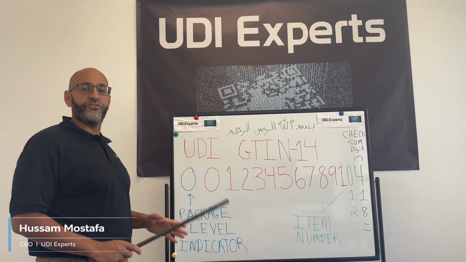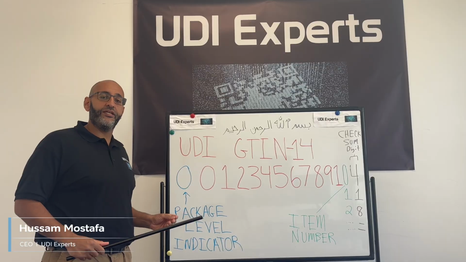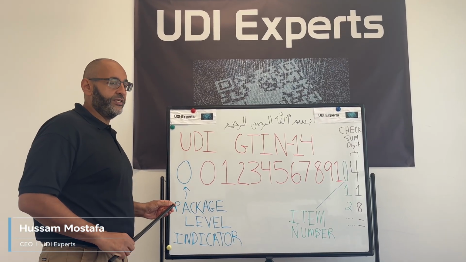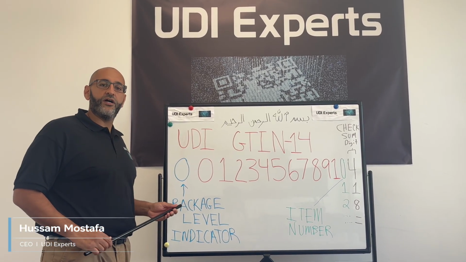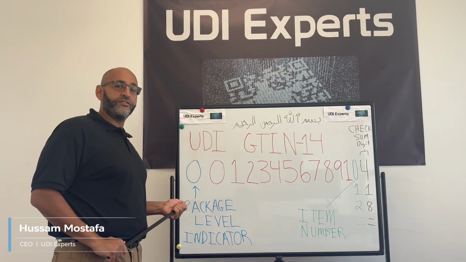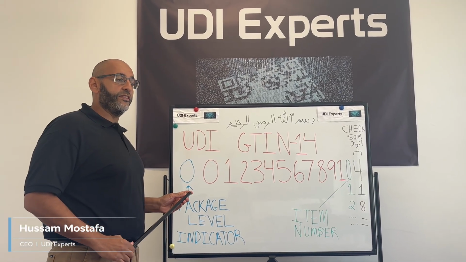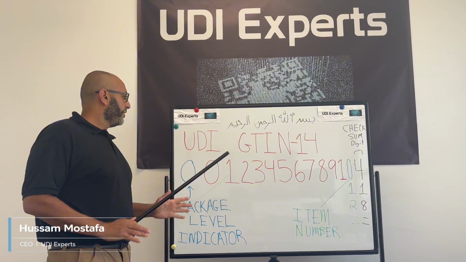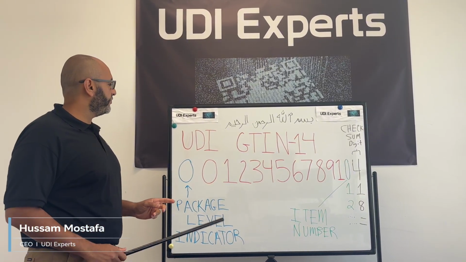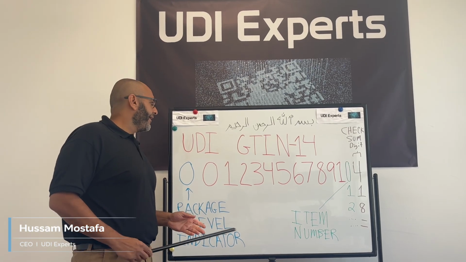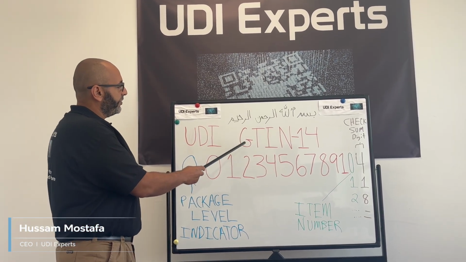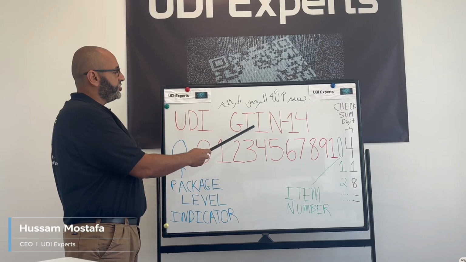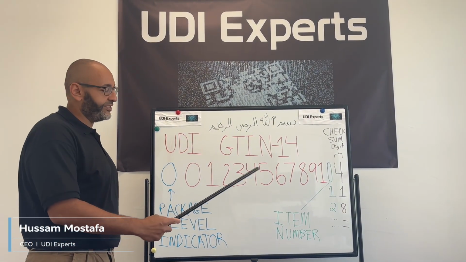Today we're going to talk about the UDI, which stands for Unique Device Identification. It basically identifies the company that manufactured the device, and it also identifies the device that's manufactured by that specific manufacturer. So the UDI, as we said, stands for Unique Device Identification, and in this case, we call it right here the Global Trade Item Number, GTIN, and it's 14 digits. So sometimes you'll see it as a GTIN 14.